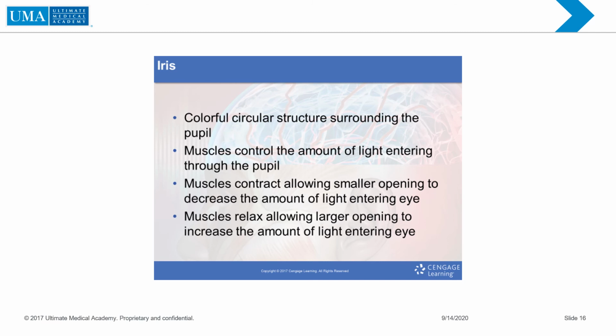So beginning with the iris, this would be that colorful circular structure that surrounds the pupil. These muscles control the amount of light that's allowed to enter the eye and then pass through the pupil. So to decrease the amount of light that enters the eye, the muscles of the iris will contract, and this makes the opening of the pupil smaller. But on the other hand, to increase the amount of light that enters the eye, you'll see those same muscles relax, or we may refer to it as dilating, and this makes the opening of the pupil larger.